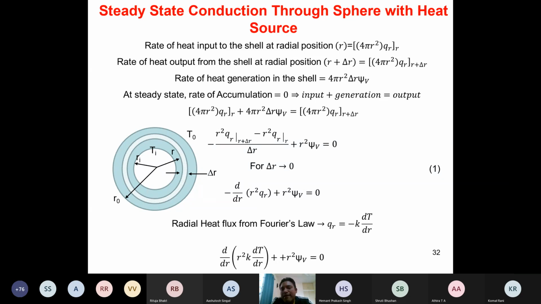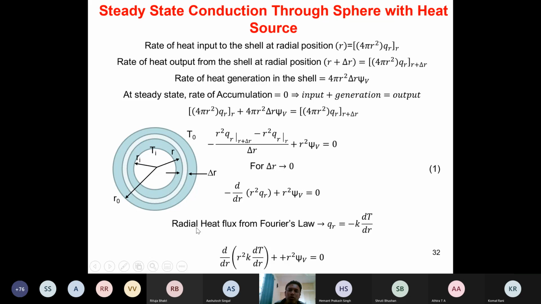Now if you look at your heat balance for the slab, you have obtained minus d by dx of qx plus psi V equals 0. For the cylindrical case, you have obtained the heat balance as minus d by dr of r qr plus r psi V equals 0. And for the sphere, you have obtained minus d by dr of r² qr plus r² psi V equals 0. So there are some common features between these three equations, if you notice clearly. As we move from planar to cylindrical and cylindrical to spherical, the term r is added here.